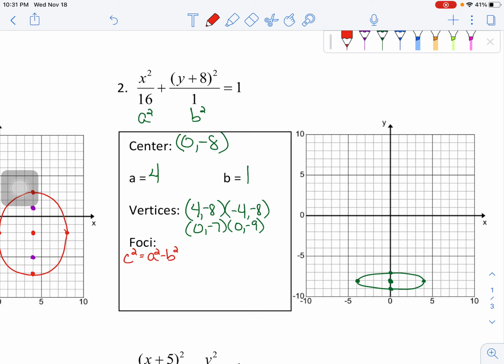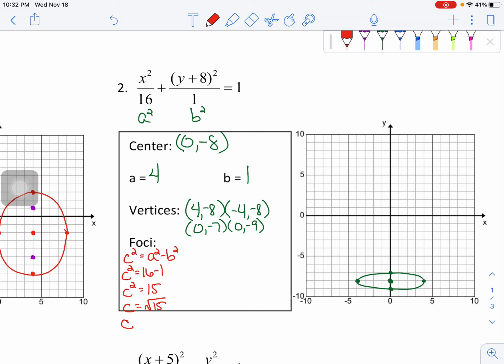So first things first, we're going to do c squared is equal to a squared minus b squared. So c squared is equal to 16 minus 1, which means c squared is equal to 15, which means c is equal to the square root of 15. All right. Now, one thing to notice with both these first 2 problems, and this will happen with all of them, c is your focal length, so c has to be positive. Be careful with that. Don't try and put it as a negative. Not for the c value. Your foci can be negative, but not the c value.